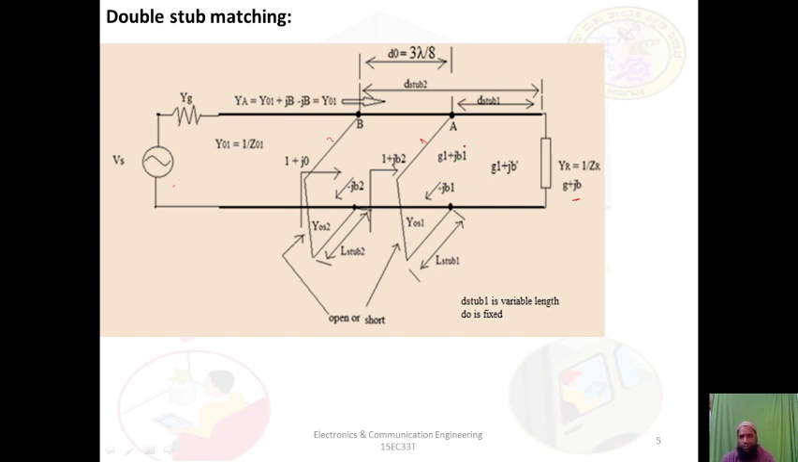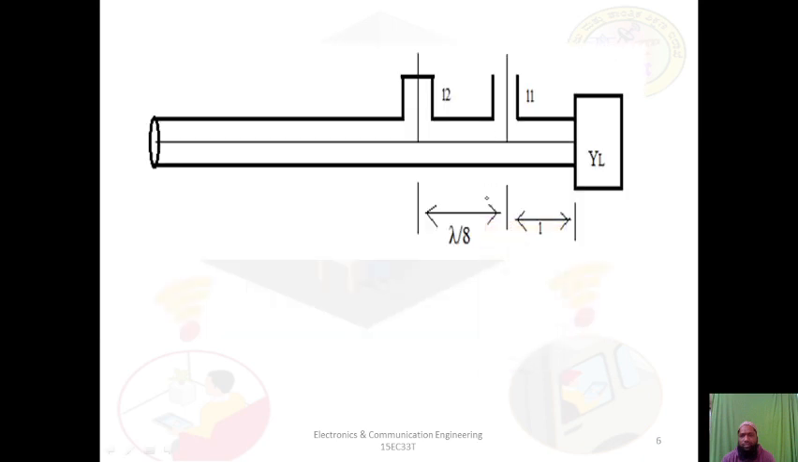In double stub matching, the stub location is arbitrary, you can connect it anywhere. But the distance between these two stubs, D naught, is fixed. It is not arbitrary, and it can be any optimum length, like lambda by 8 or 3 lambda by 8. This is another common feature of double stub, a series connection.